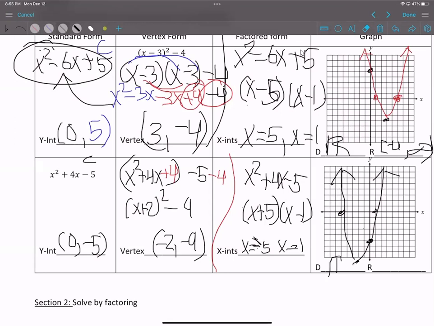But same idea, the domain would still be all real numbers because any parabola is going to go left and right forever. But your range, the lowest it goes is your vertex. The lowest it goes is -9, and this one also goes up forever.